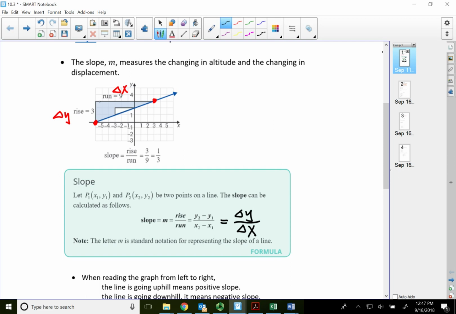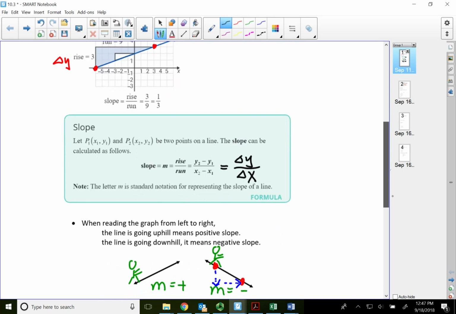When we go up 3, because this is a positive slope going up the hill, we're supposed to go up 3 units and then run to the right 9 units. Okay, that's how we look at how steep our line is based on its slope.